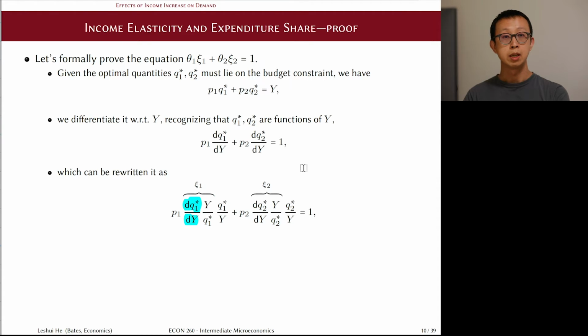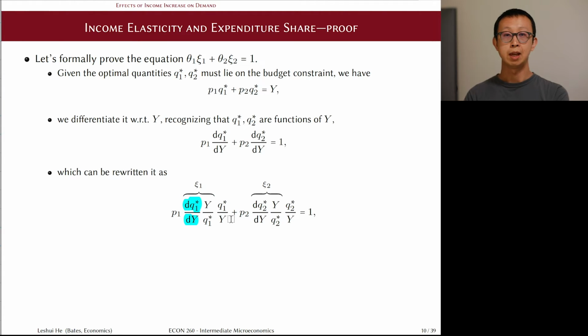The trick is to multiply the needed ratio and its own reciprocal at the same time. So we're effectively multiplying by 1, which has no substantive effect on the equation. Specifically, we will need y over q1 star here, and we'll need y over q2 star here. So we can write this as income elasticity for good 2. And of course, we'll multiply by the reciprocal of this made-up ratio.